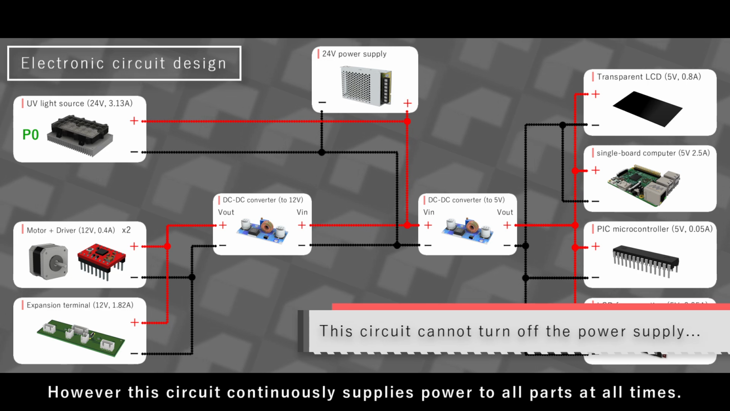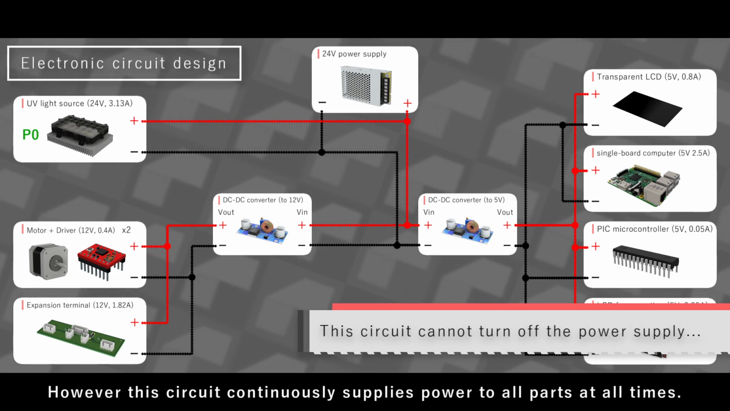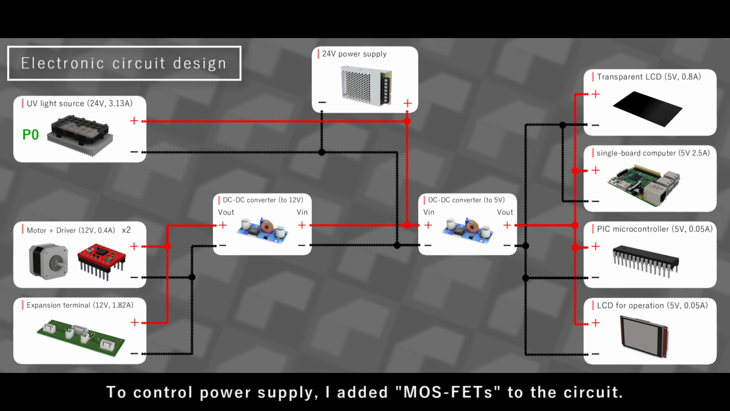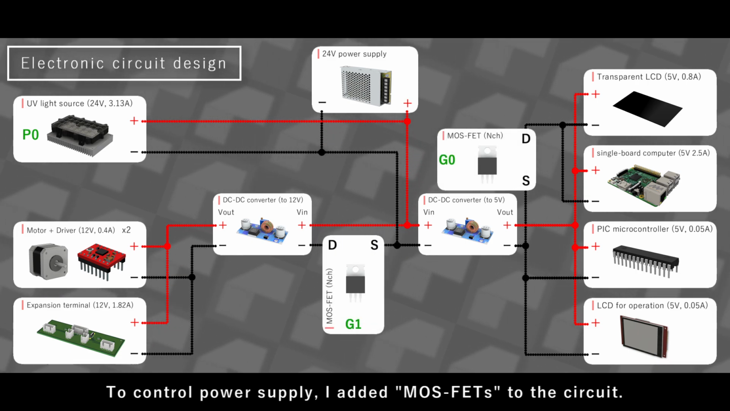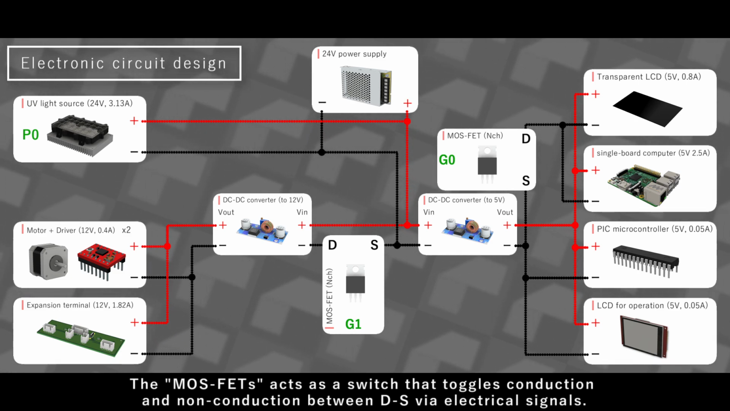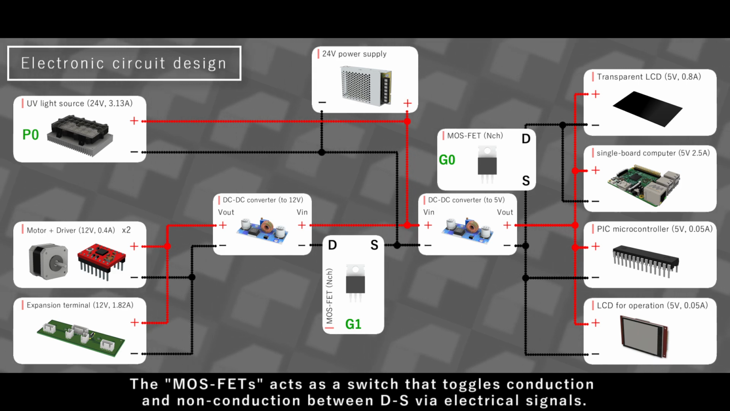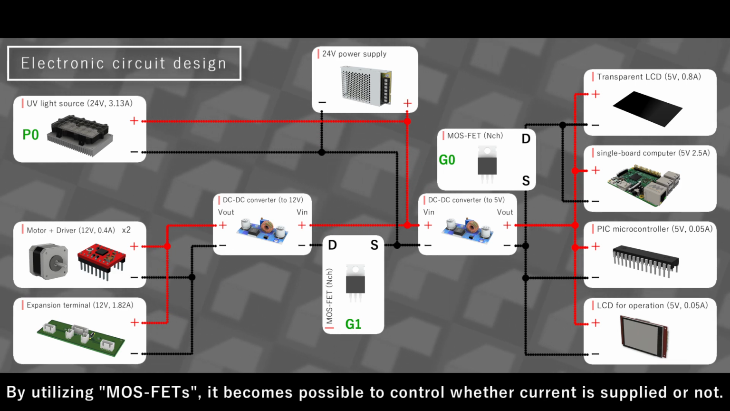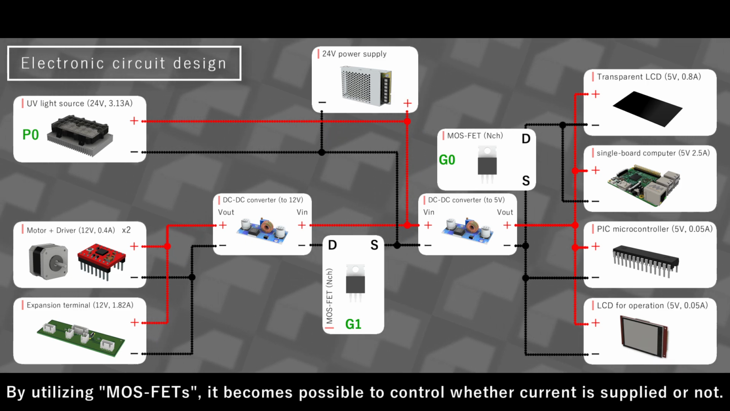However, this circuit continuously supplies power to all parts at all times. To control power supply, I added MOSFETs to the circuit. The MOSFETs act as a switch that toggles conduction and non-conduction between DS via electrical signals. By utilizing MOSFETs, it becomes possible to control whether current is supplied or not.